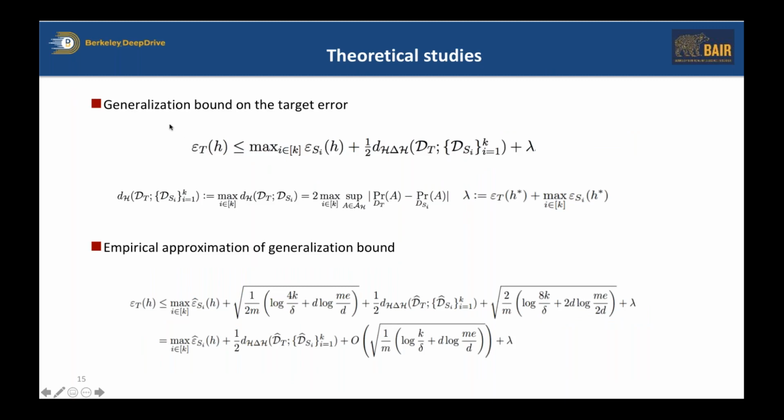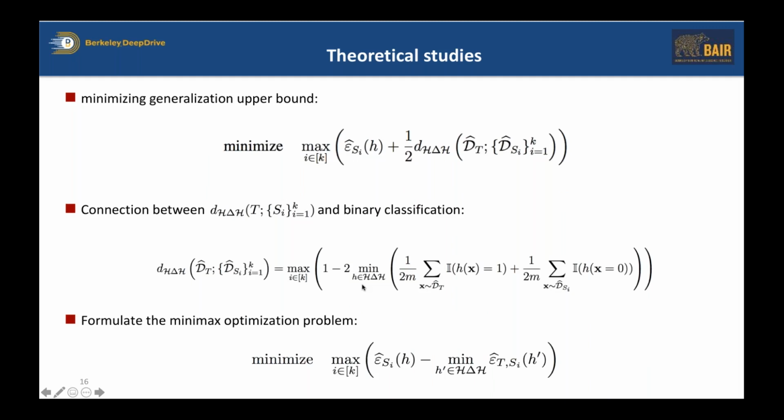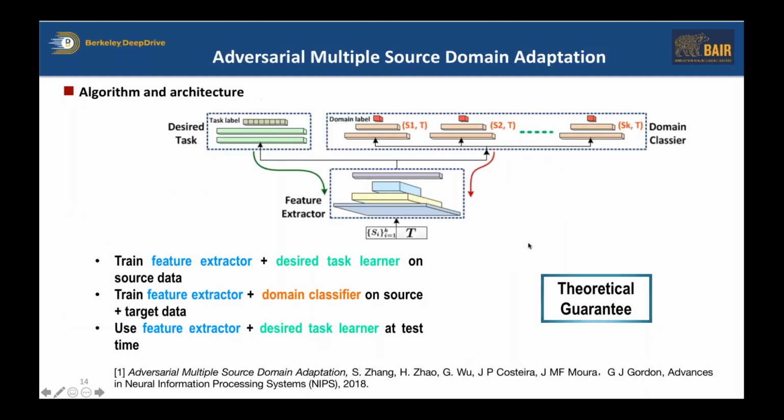We first propose this generalization bound on the target error like this, and then we want to minimize this generalization bound to get the bound minimization algorithm. So to minimize this bound, we connect the divergence between multiple sources and target with the binary classification and formulate the objective to be a minimax optimization problem like this. And this optimization problem corresponds to this architecture design.